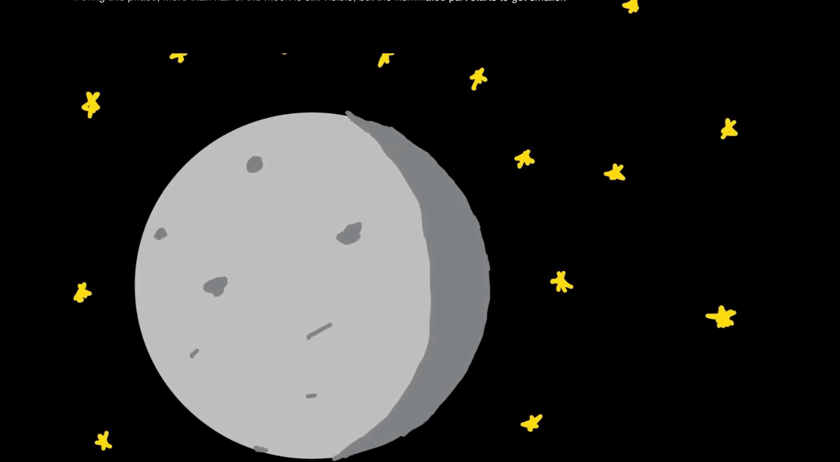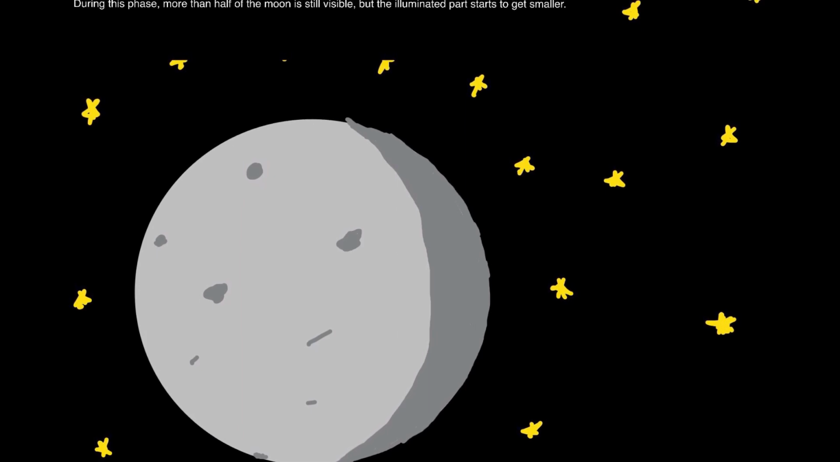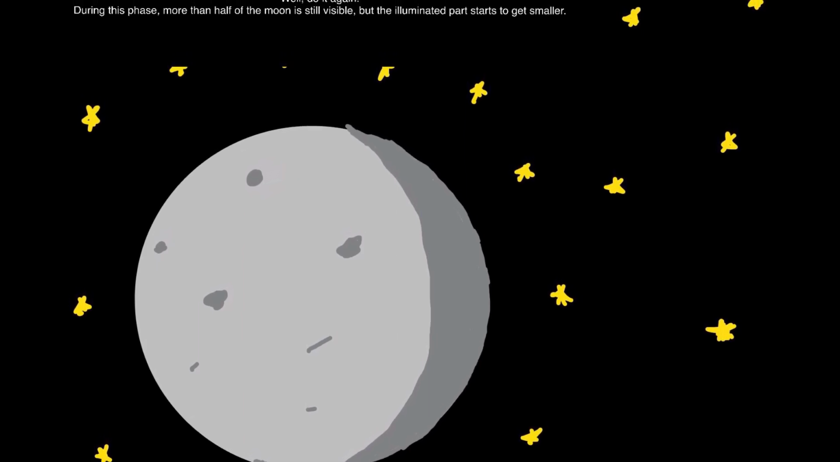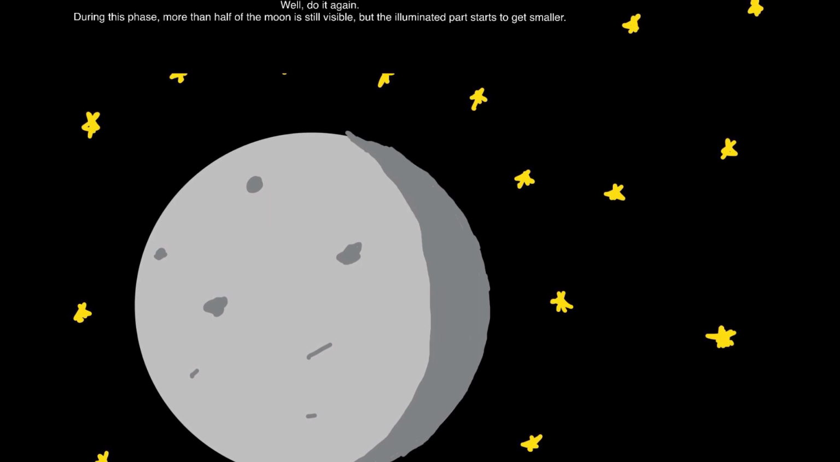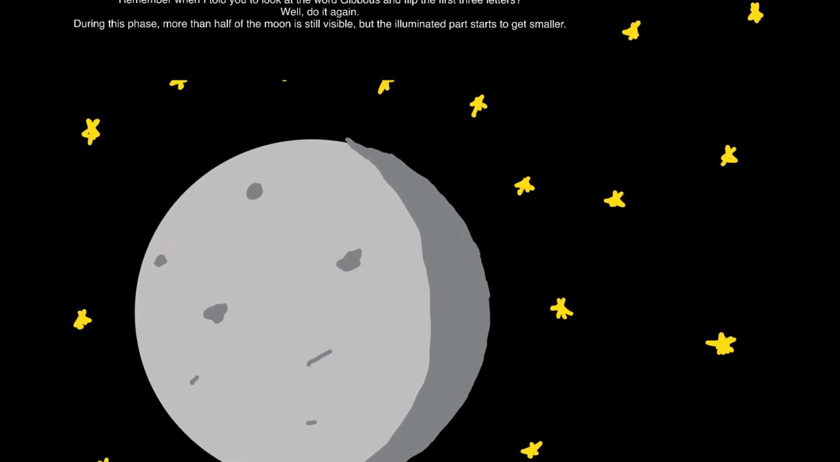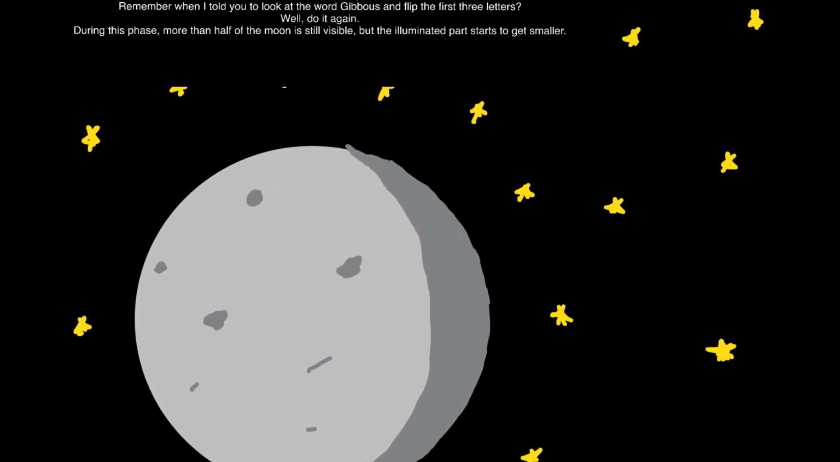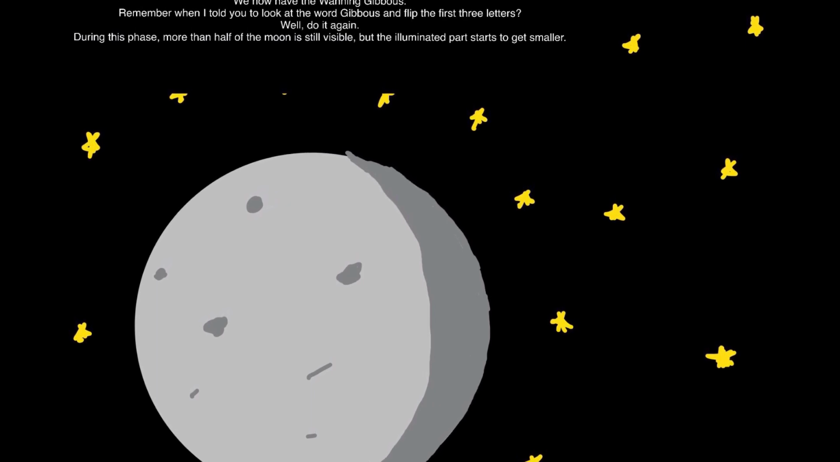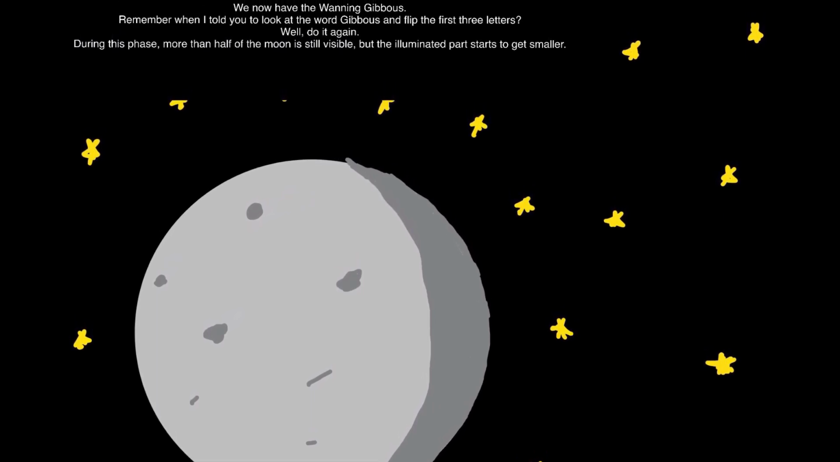Now we have the waning gibbous. Remember when I told you to look at the word gibbous and flip the first 3 letters? Well, let's do it again. During this phase, more than half of the moon is still visible, but the illuminated part starts to get smaller.